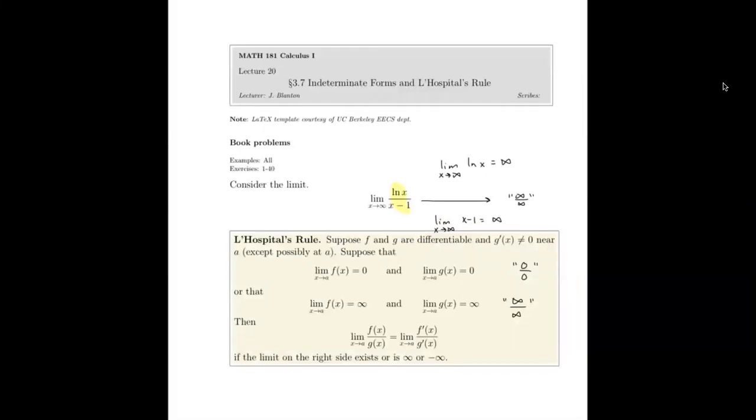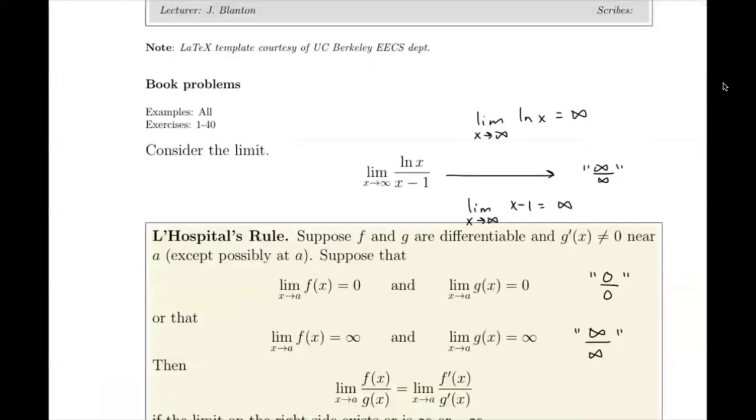All right, so if we look at the example I have below, we're taking the limit as x goes to infinity of natural log of x over x minus 1. As x goes to infinity, the natural log of x goes to infinity, right? So we see this here. And as x goes to infinity, x minus 1 also goes to infinity.